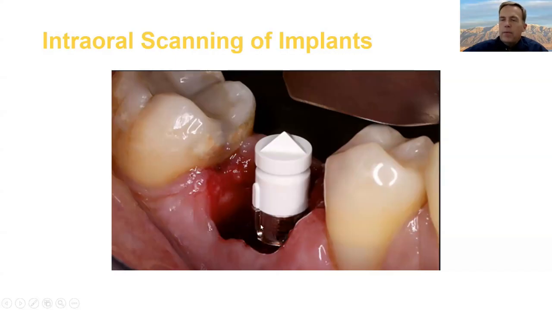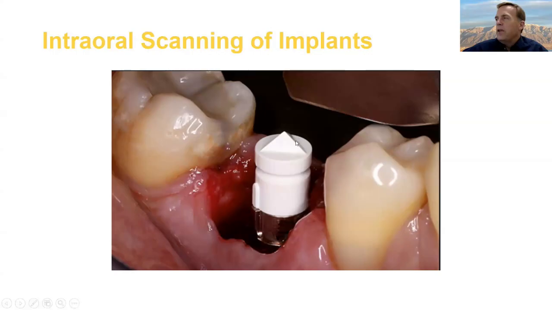One other thing to keep in mind is that I'm sure all of you run into situations where you had an impression coping and it crashed into the adjacent tooth, and you know you've got to have a little bit of space to make sure it's fully seated. So you can just reduce it a little bit with a carbide.